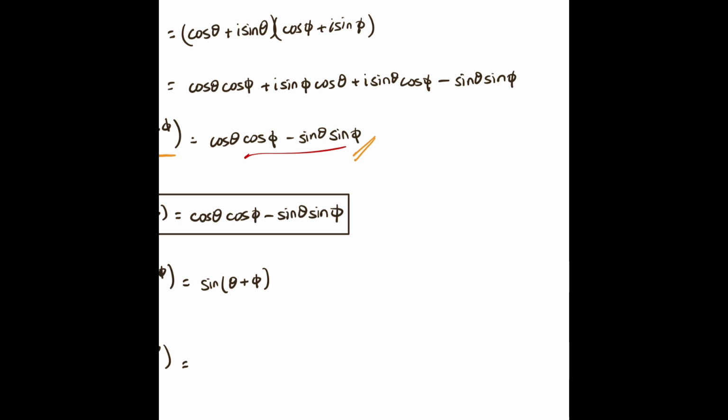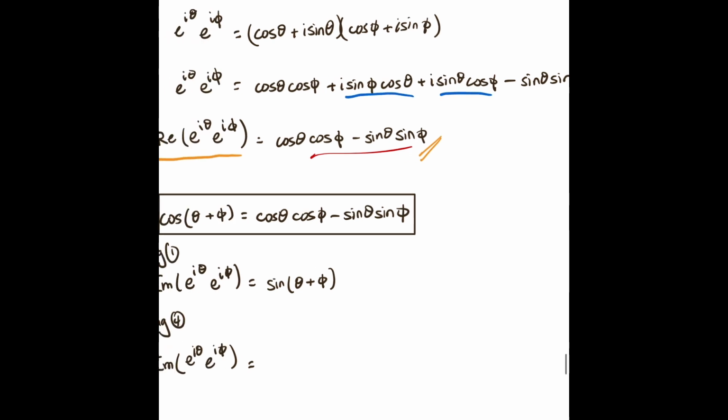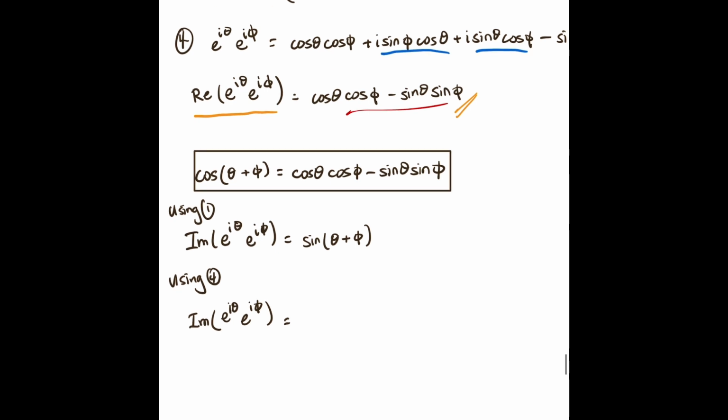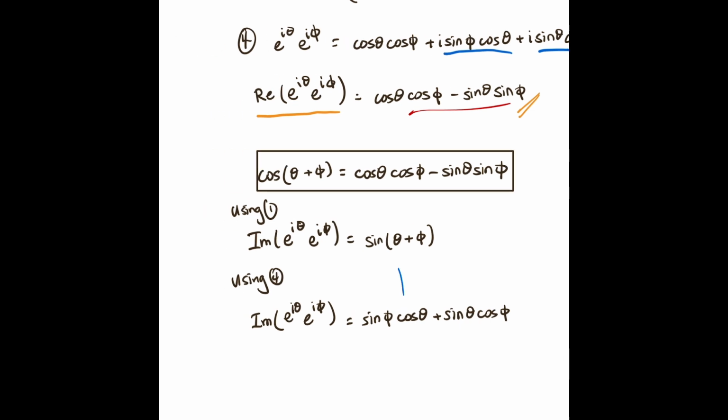Now we see that these two terms are imaginary. So we have sine of phi cosine of theta plus sine of theta cosine of phi. And then we just need to set these two terms equal to each other, and we have the standard formula.